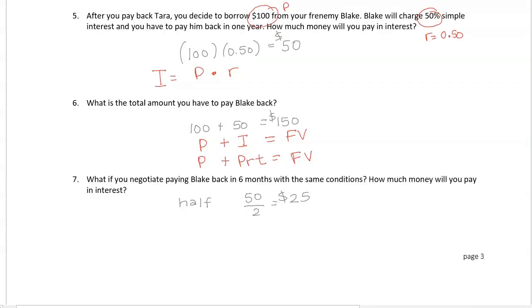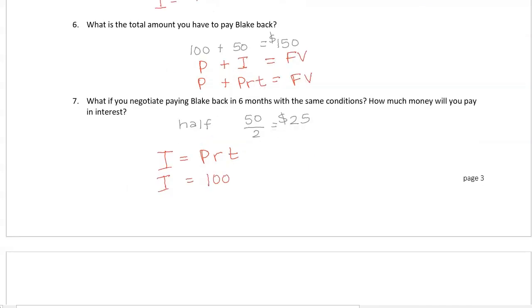The last question asks, well, what if we pay it back in half the time? So I just took the amount of interest from 50 and divided by 2, since that's all I kind of knew. Well, we can still use that formula. I equals PRT. The principal was 100. The rate was 50%. And now the time is half of a year, which is 6/12. I wrote it that way on purpose instead of writing 0.5, and I'll show you why that is in the next step.